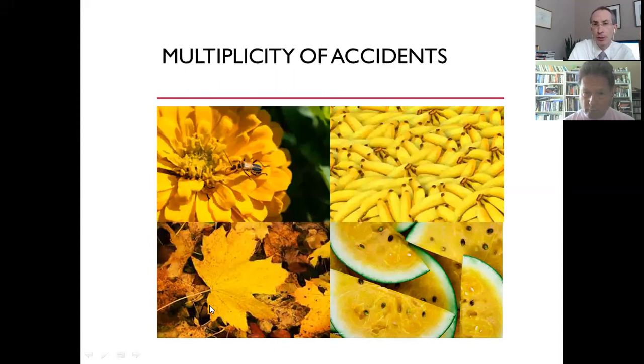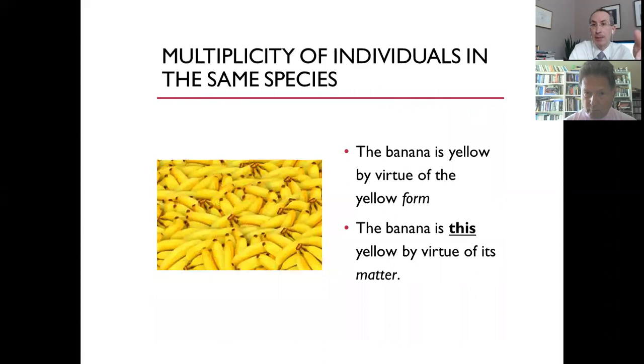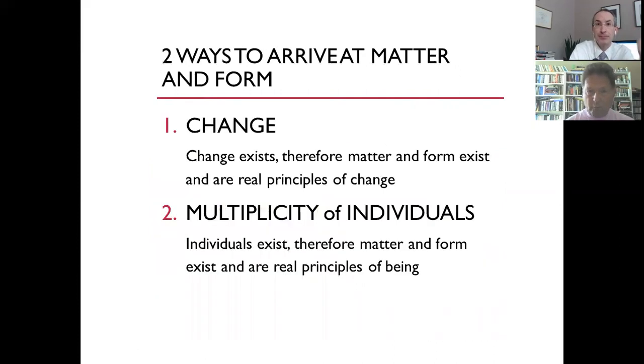But I just wanted to bring up that this duality that we saw to explain change is a duality that's also present when we have to think about the multiplicity of individuals of the same species. So the banana is yellow by virtue of the yellow form, but the banana is this yellow by virtue of its matter. Okay? So two ways to arrive at matter and form. One that occupied us for the first few lessons, that change exists. Therefore, if we hold on to our principles of intelligibility, matter and form exist as real principles of change.